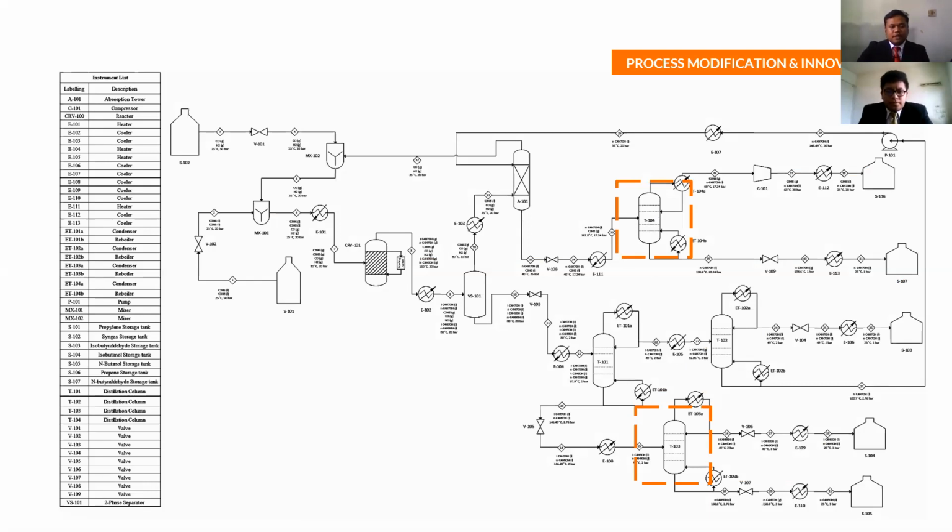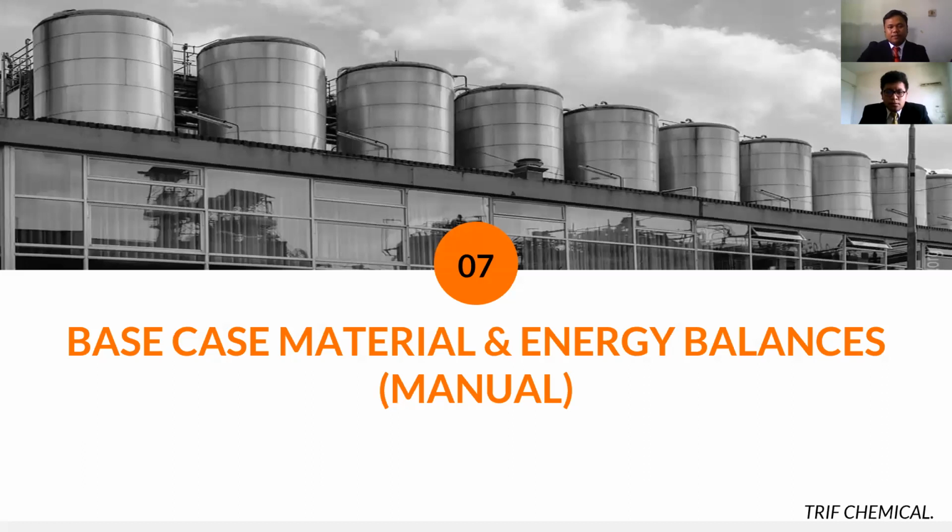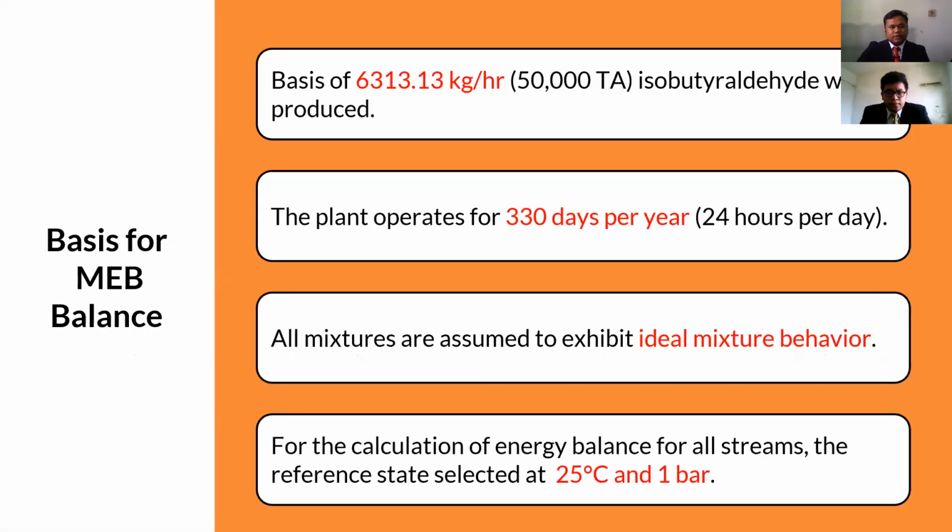Next, I will present the base case material and energy balance for manual calculation. Our production of isobutyl aldehyde is 15,000 tons per year, and our plant operates 330 days per year. The flow rate of isobutyl aldehyde in kilograms per hour is 6,313.13. We assume that all mixtures show ideal mixture behavior. To calculate the energy balance, our reference state is selected at 25 degrees C, 1 bar.